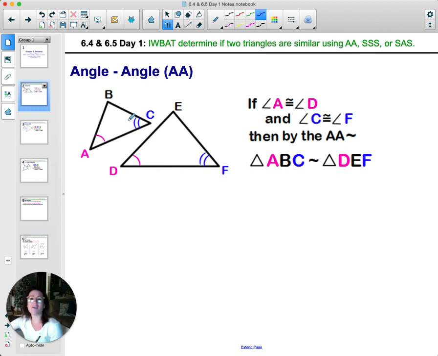Sorry. All you have to do is check that you've got two angles congruent. So we've got angle A congruent to angle D. We've got angle C congruent to angle F. Now we know that the triangles are in fact similar, and we would write a similarity statement, matching up the corresponding parts.